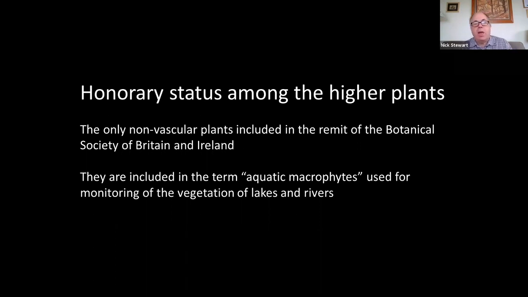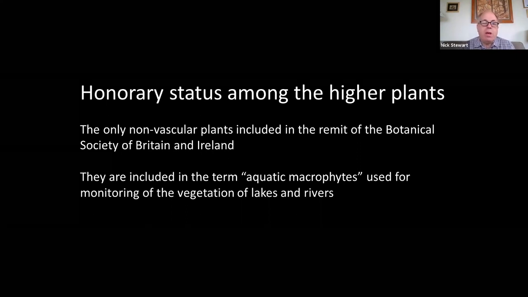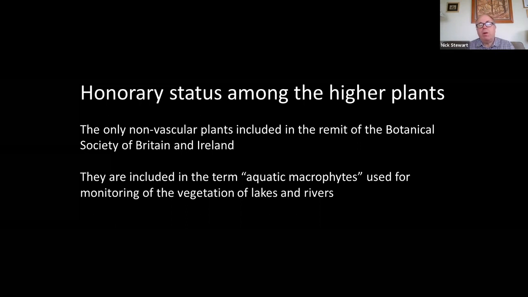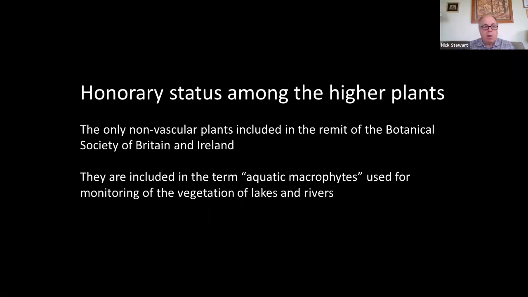And in fact, they tend to be looked at more by higher plant botanists than by algologists, who are more used to looking down microscopes. They are also included in the group of plants called aquatic macrophytes. So they're used in the monitoring of vegetation in lakes and rivers, particularly for things like the Water Framework Directive and some protected sites. And as we'll come to later, they are particularly sensitive to water pollution.